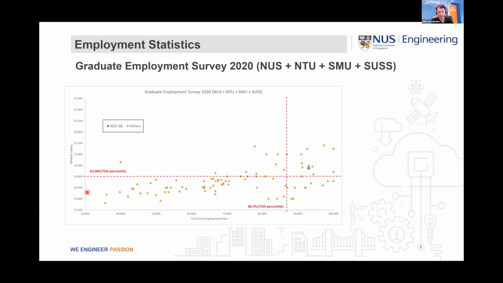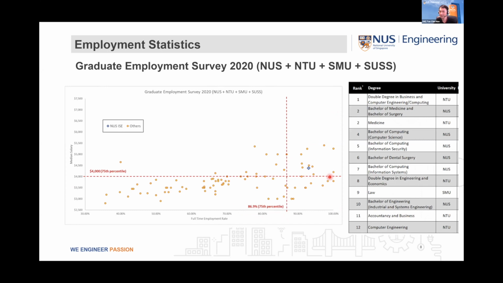In particular, I wish to highlight that the 75th percentile for salary is 4,000, and the 75th percentile for employment rate is 86.9%. There are only 12 degree programs out of these 4 universities that exceed both of these benchmarks. You have your regular suspects: medicine is here, computing is there, dental is with medicine, law is there as well. But industrial and systems engineering is among these 12 programs that exceed both the 75th percentile for median salary and the full-time employment rate.